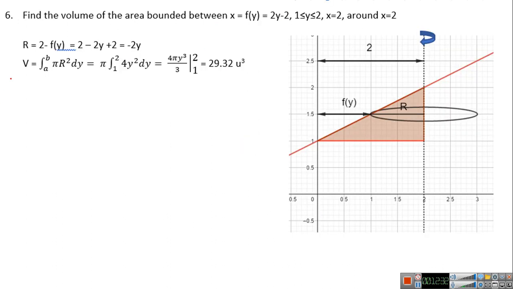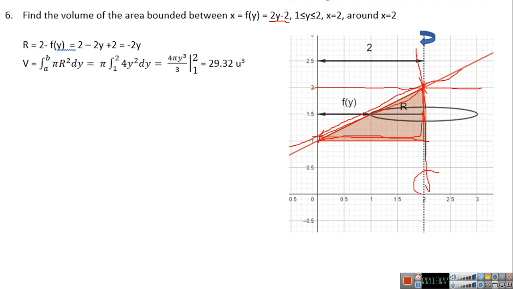So here, number 6, find the volume bounded between x equal to y minus 1. So this is a line. You can know if y is 1, you have x is 0. So this is the point 0, 1. And if y is 2, x is 2. So 2 and 2, you can see it here. It's a line bounded between this line, y equal to 1, y equal to 2, and x equal to 2. So this will be the right triangle.